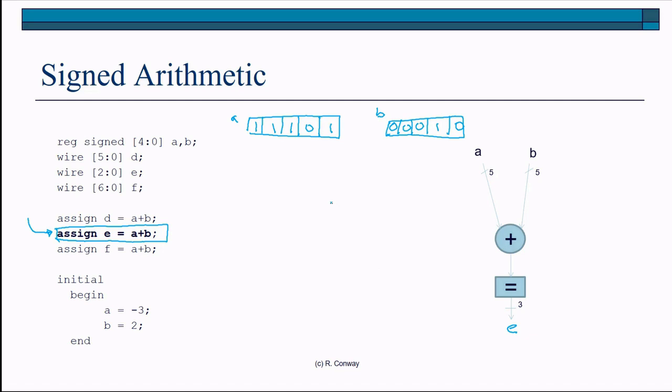Next, we determine what the largest size is. So we've got 5, 5, and 3. The largest of these 3 values is 5. So that makes this a 5-bit addition with a 5-bit output.